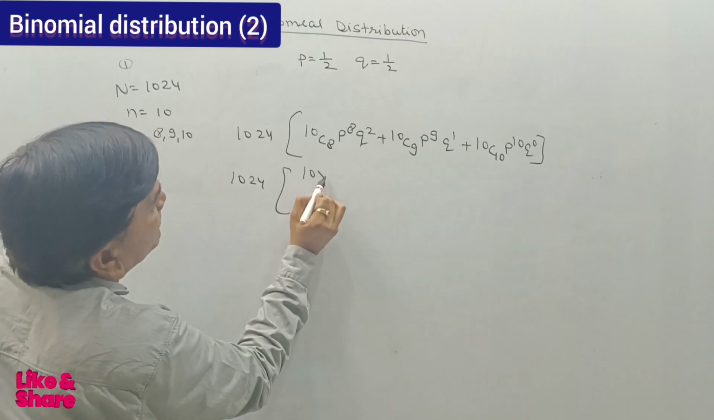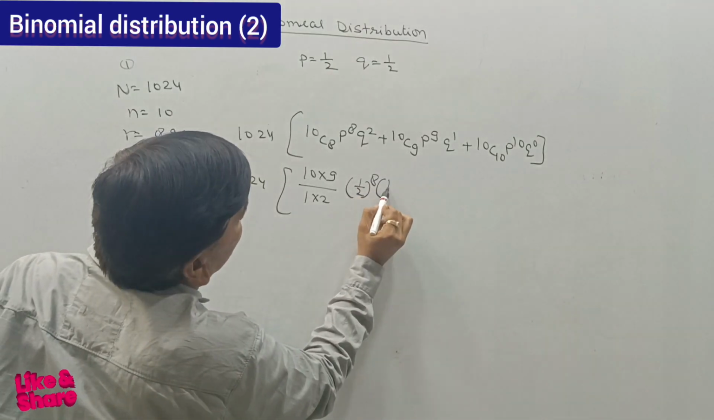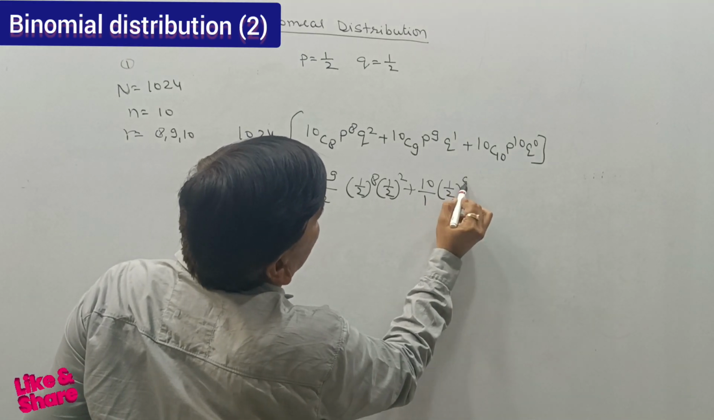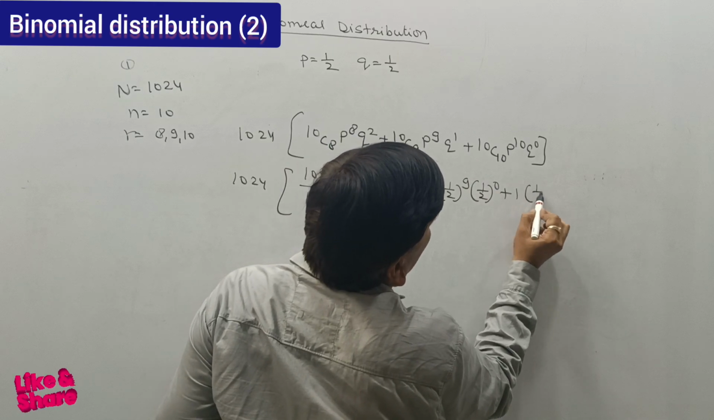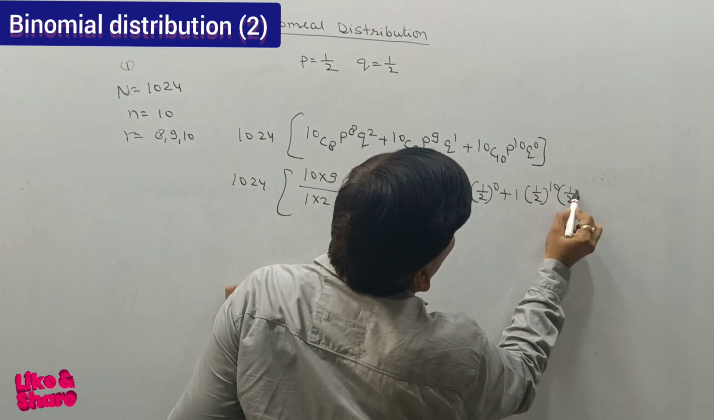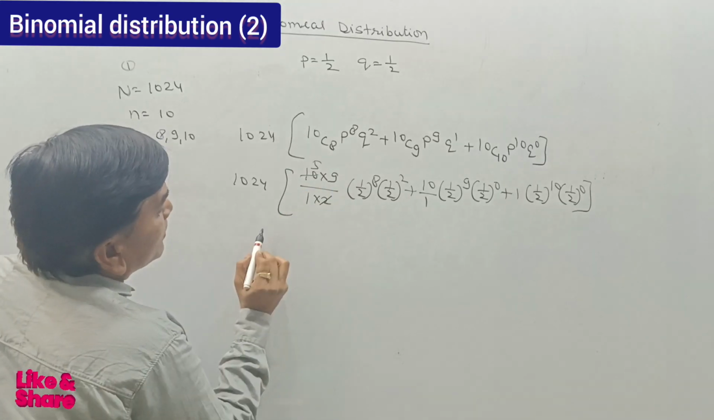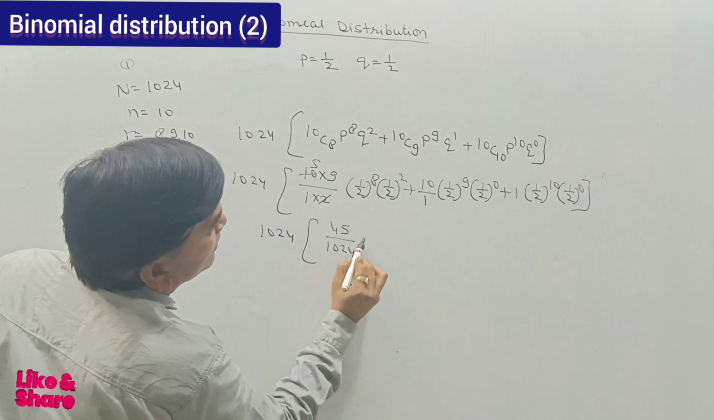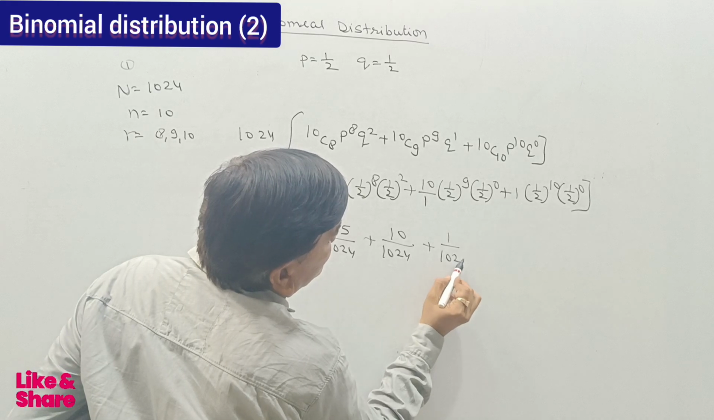1024. So 1024 multiply 10 multiply 9 by 1 multiply 2, and 1 by 2 raised to power 8, 1 by 2 raised to power 2, plus 10 upon 1, 1 by 2 raised to power 9, 1 by 2 raised to power 0, and 10C10 is 1, 1 by 2 raised to power 10, and 1 by 2 raised to power 0, that value is 1. So this is 5 times. So 1024, here will be 45 divided by 1024, then 10 divided by 1024, then 1 divided by 1024.